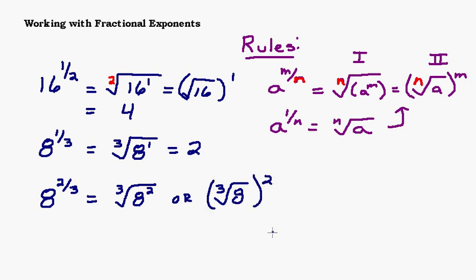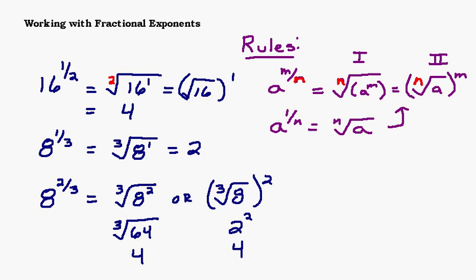Well, how do you know which one you want to do? The short answer is, is it easy to take the cube root of 8? Is that a nice number? The cube root of 8 is a nice number, so you might as well use option 2. The cube root of 8 is 2, and then if we take that to the second power we get 4. That's kind of easy to do in your head. If we did it the other way, we would take 8 to the second power first, which is 64, and then do the cube root of 64, which is 4. Either way, you're going to get the same answer.